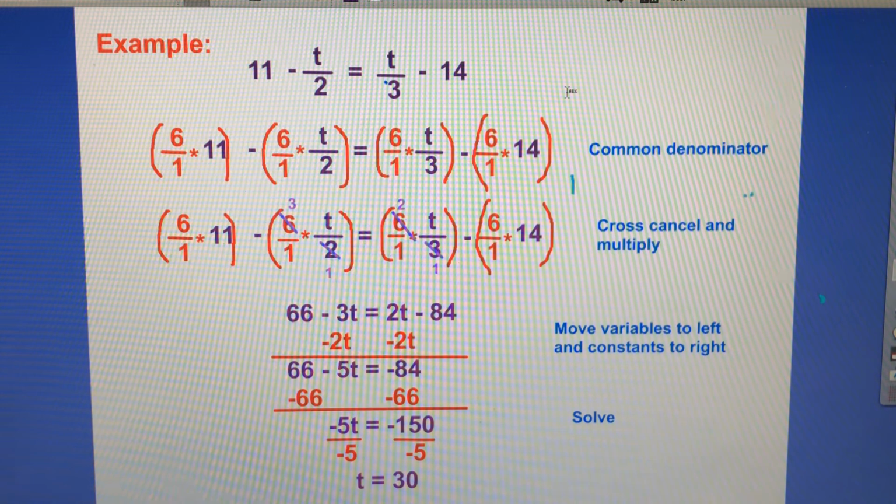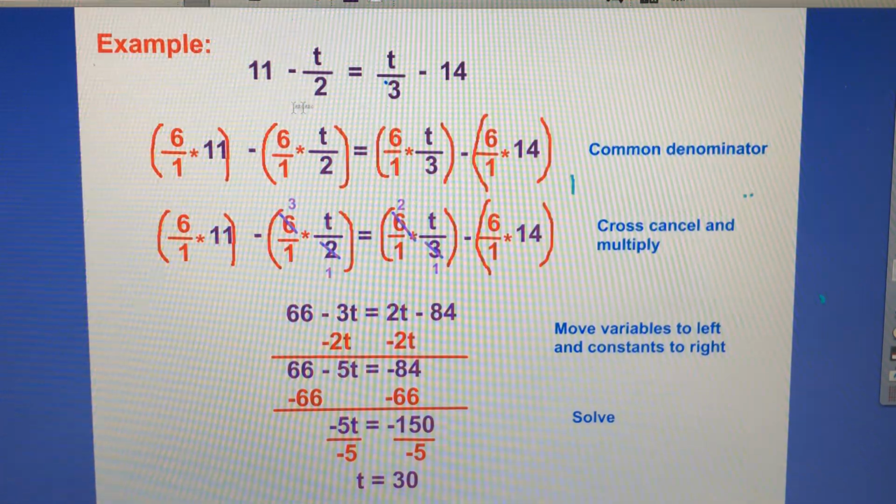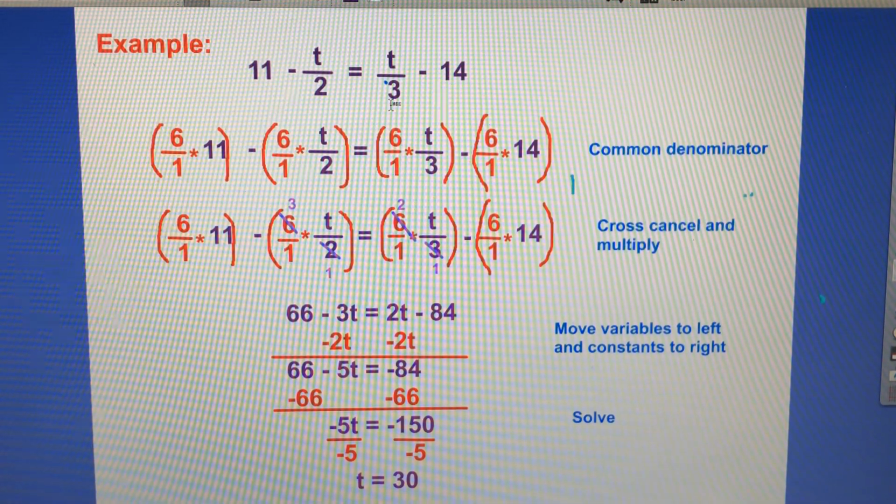In this case, I had a 2 and a 3. Not very many variables. Their common denominator would be a 6, which is also their common multiple. Multiply every term, not just the fractions. Every term by 6. I eliminate all the denominators. They're all gone using cross-canceling. Now I can just take my equation and solve for t.